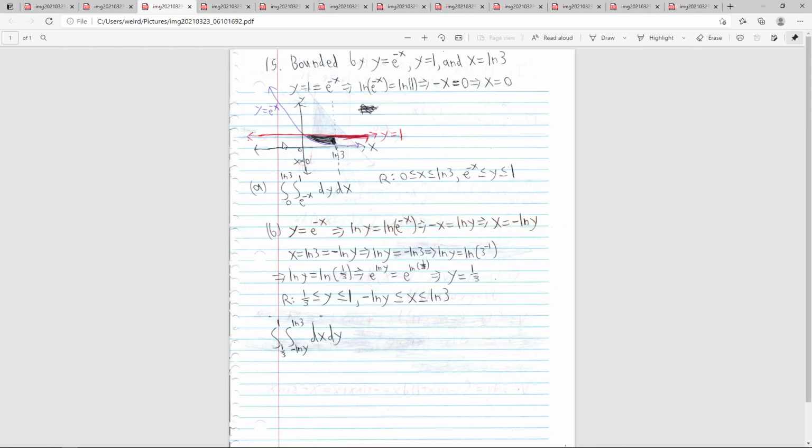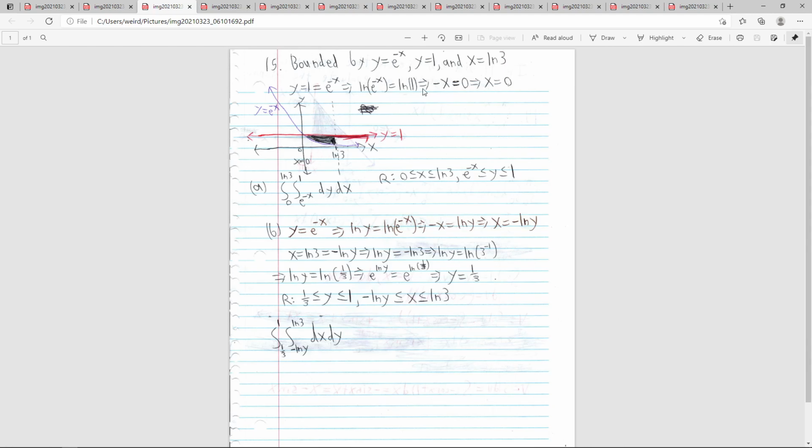Y equals 1 down here. Y equals e to the negative x. They intersect at the point where e to the negative x equals 1 is a point of intersection for these two. That means taking natural log, negative x equals natural log of 1, which is 0. So then it's x equals 0. So when x equals 0 is the point of intersection for them. And that's when e to the x equals 1.